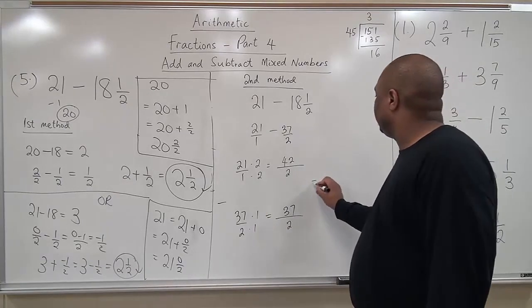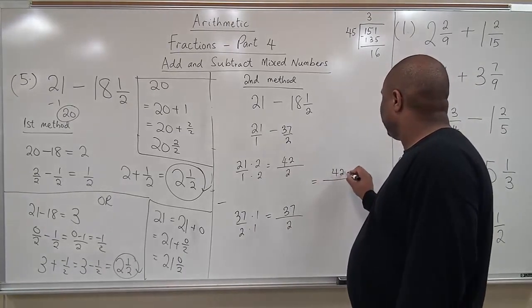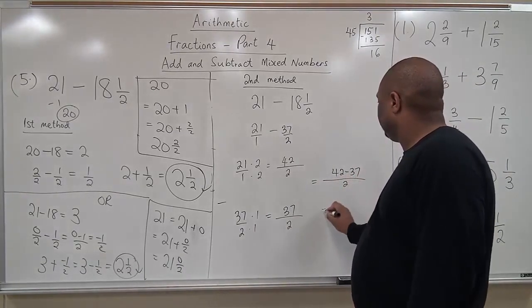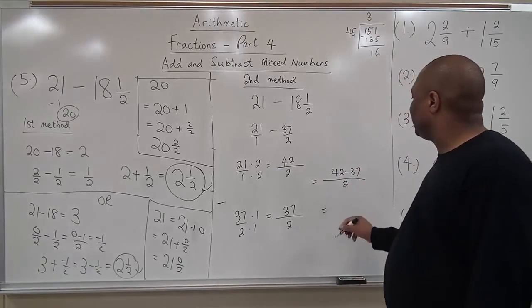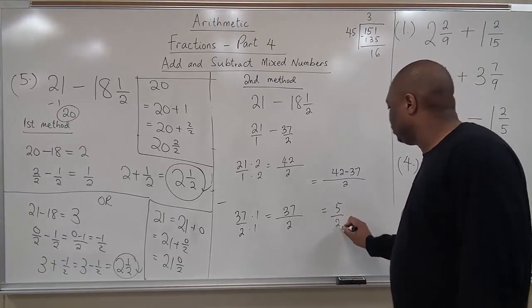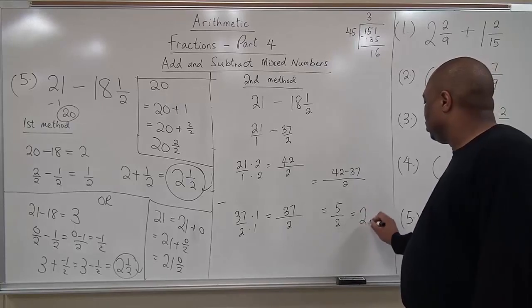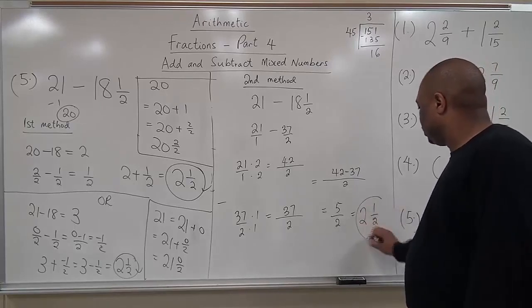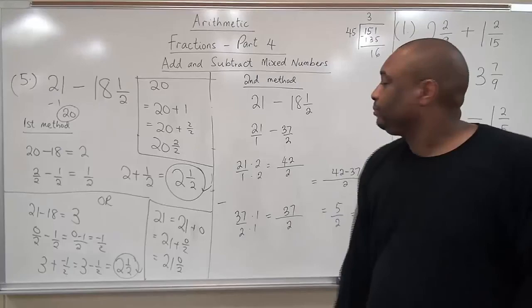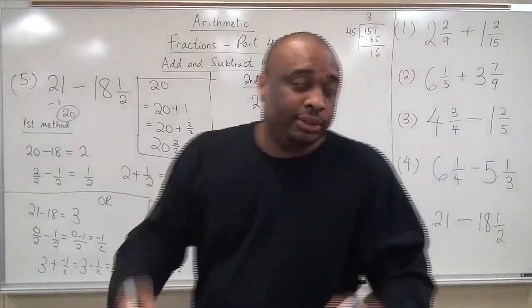So this gives us 42 minus 37 over 2, which is 5 over 2. Which will give us 2 whole number 1 over 2. Same answer. Whichever way you like, you choose.